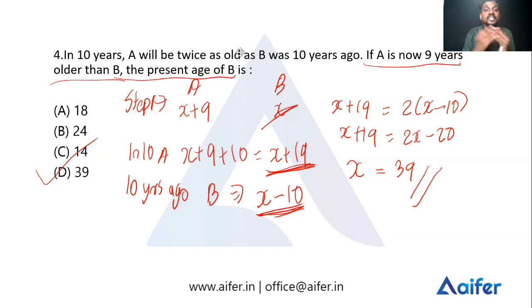Step number 1, write the existing condition. Step number 2, write the new condition. Step number 3, equate the condition.